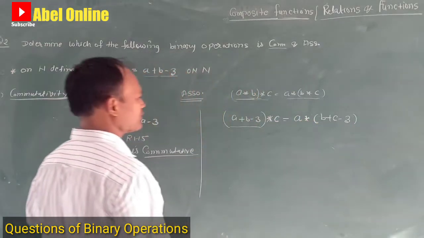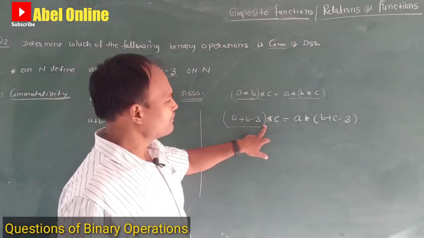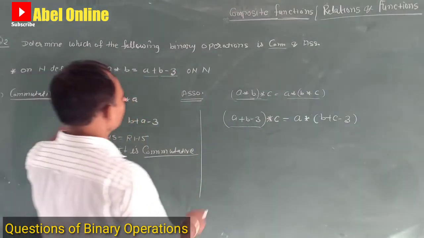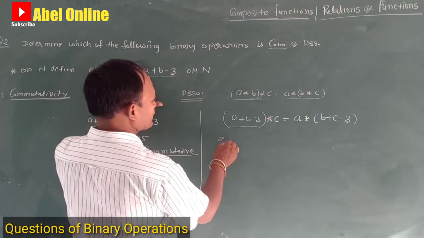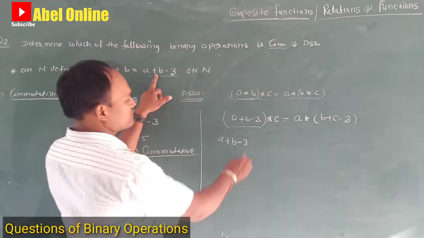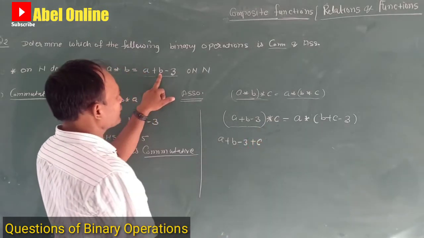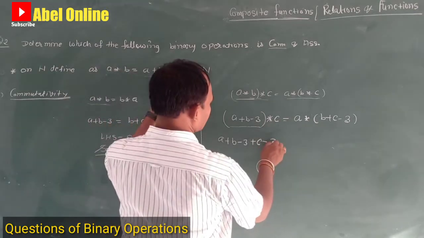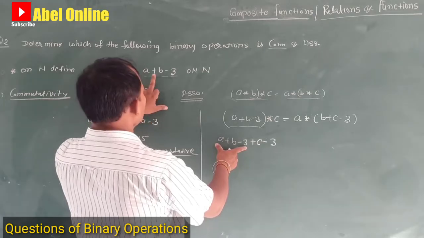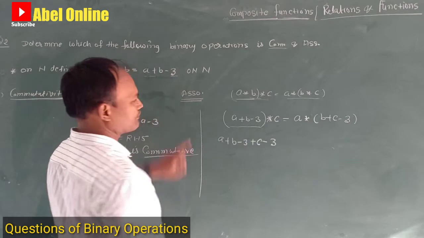So for A, we have to put here A plus B minus 3. This is the value of A, plus the value of B is C, and minus 3. So the value of A is A plus B minus 3, plus the value of B, which is C, and minus 3.